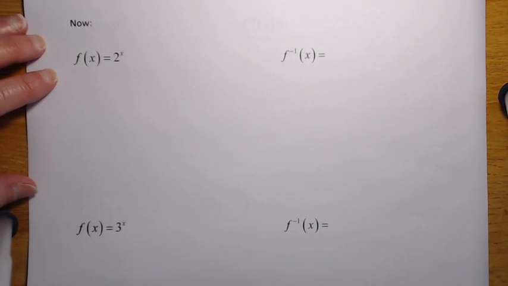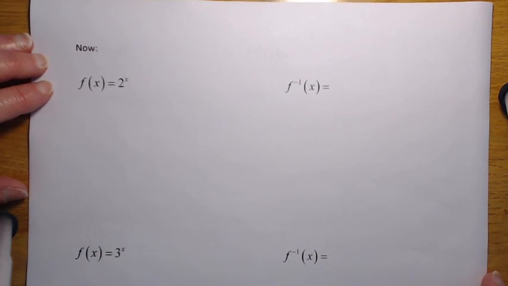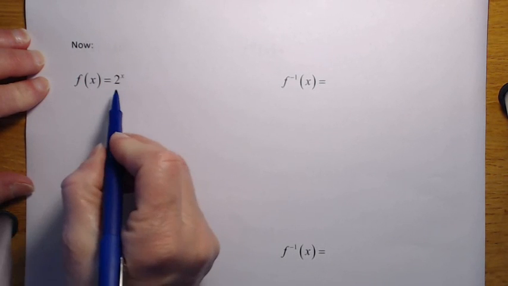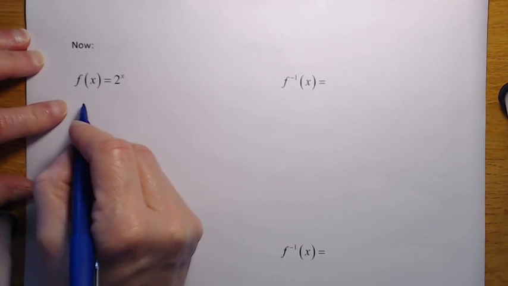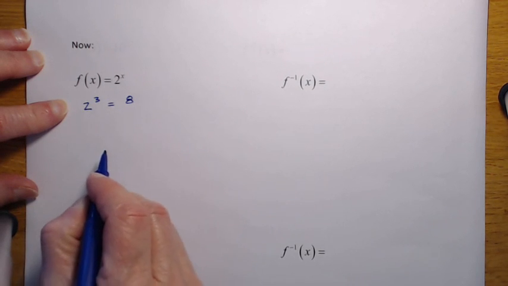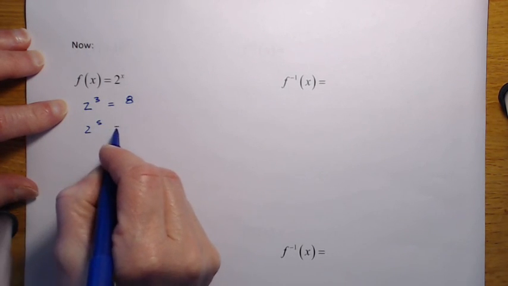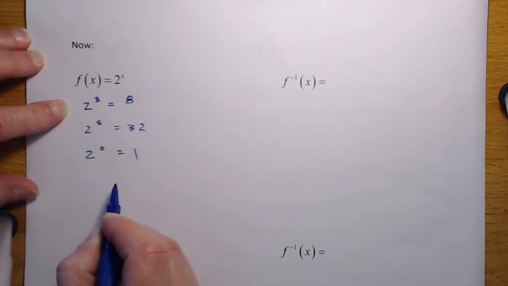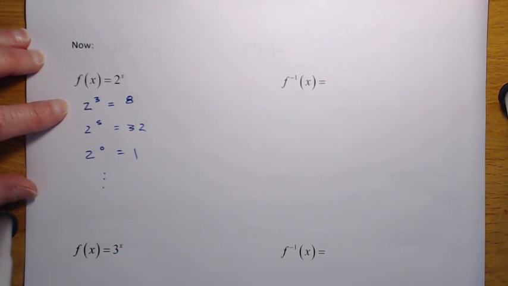So one of the first things we do in this chapter is talk about exponential functions. Again, not a big surprise, not a big challenge to us. So when I see something like 2 to the x, again, just to run through a few, I know 2 cubed is 8. I know 2 to the 5th is 32. I know 2 to the 0 is 1. And I could go through a whole bunch of these.